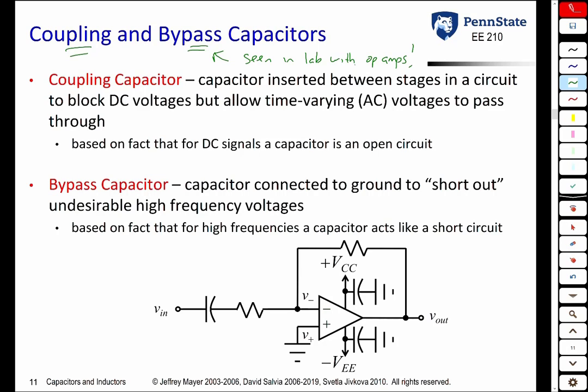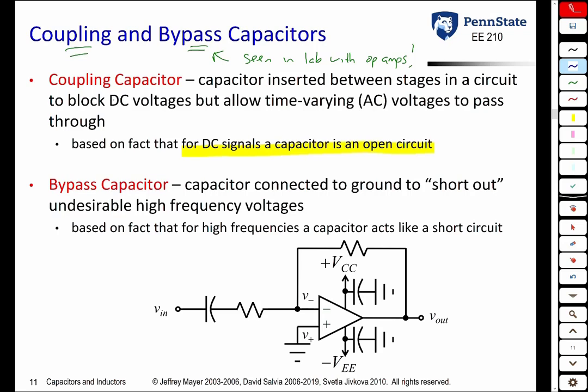But let's talk about coupling capacitors first. Basically, a capacitor, because it is a DC open circuit, does not let a constant voltage pass if it's been sitting there a long time. You can put a capacitor between different stages in a circuit to block DC voltages, but at the same time allow time-varying or AC voltages to pass through. And once again, this is based upon the fact that for DC signals, a capacitor is an open circuit.